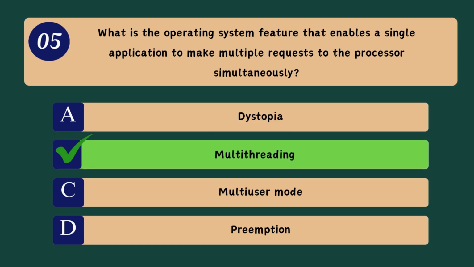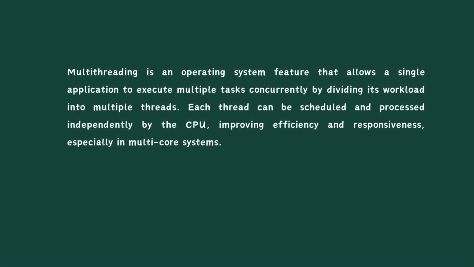Correct answer. B. Multithreading. Multithreading is an operating system feature that allows a single application to execute multiple tasks concurrently by dividing its workload into multiple threads. Each thread can be scheduled and processed independently by the CPU, improving efficiency and responsiveness, especially in multi-core systems.